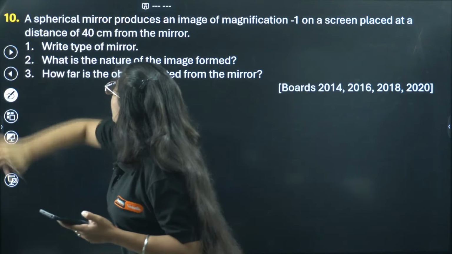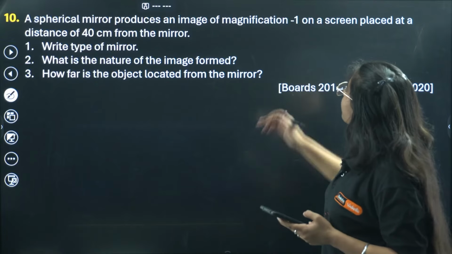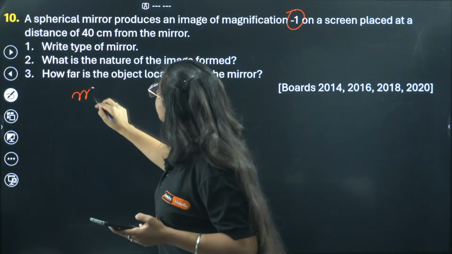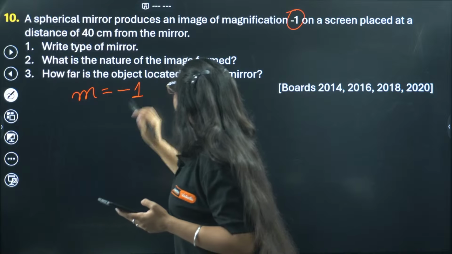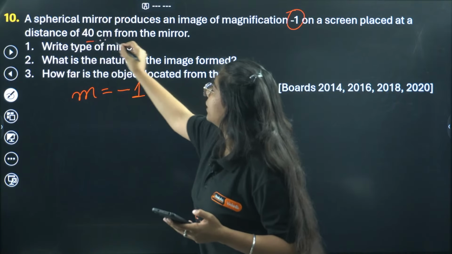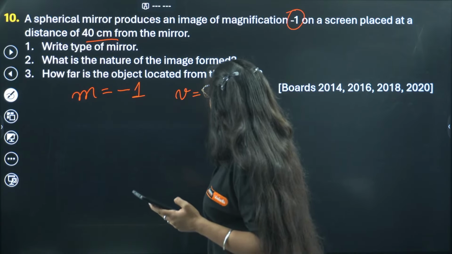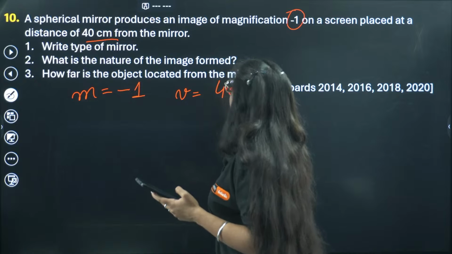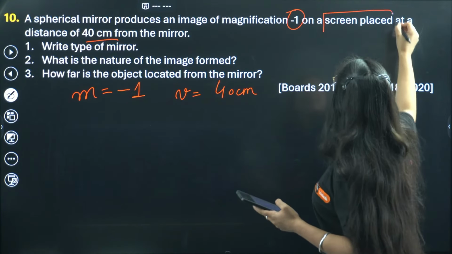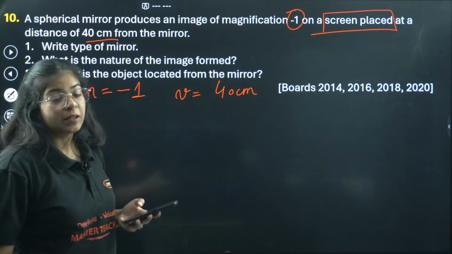Okay, 10th question. A spherical mirror produces an image of magnification of -1. This is a really good question. M equals -1, on a screen placed at a distance of 40 centimeter. Screen is at 40 centimeter, so our image is also 40 centimeter from the mirror. Now, the keyword here is screen.